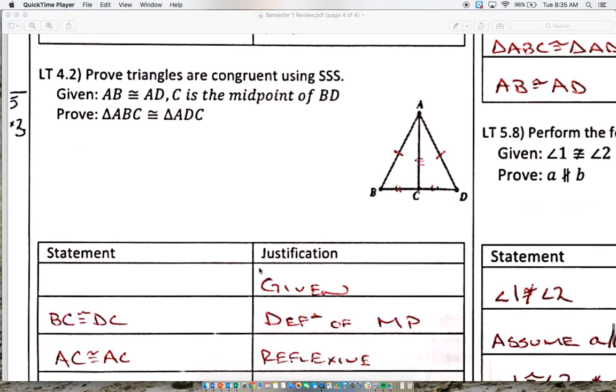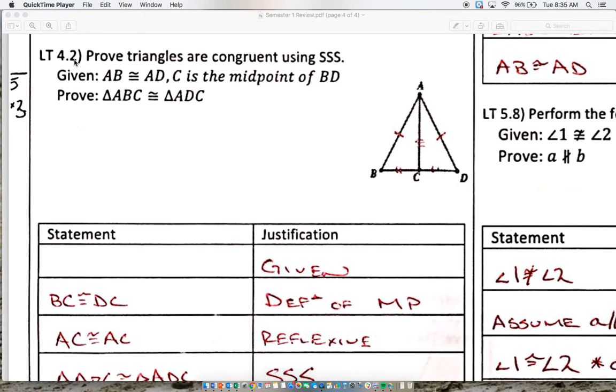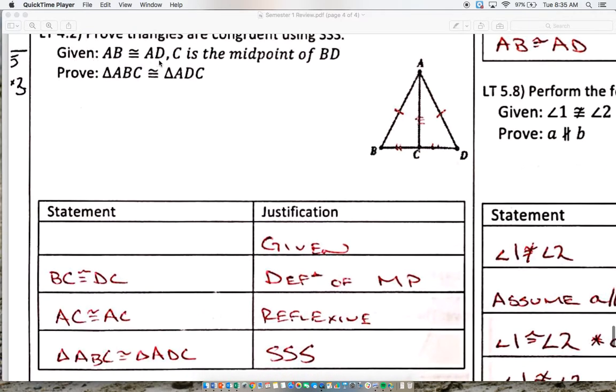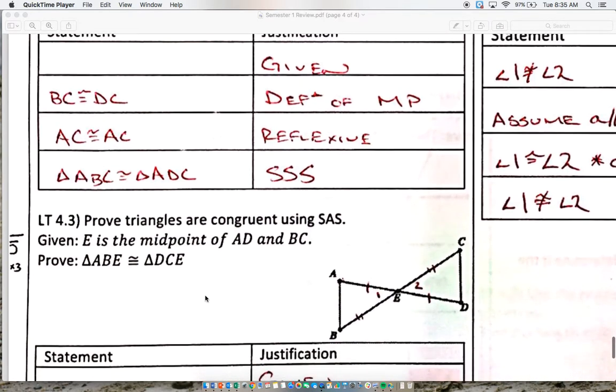All right, moving on to proofs from chapter 4. Prove that triangles are congruent using SSS. So you've been given that AB is congruent to AD. So there's one piece of information that you need. And C is the midpoint of BD. Well, that means that BC is congruent to DC by the definition of midpoint. That's the second piece of information you need, the second clue. The third clue is that AC is congruent to AC. That's by reflexive. And so we've got our three clues. So by SSS, we know that these triangles are congruent.